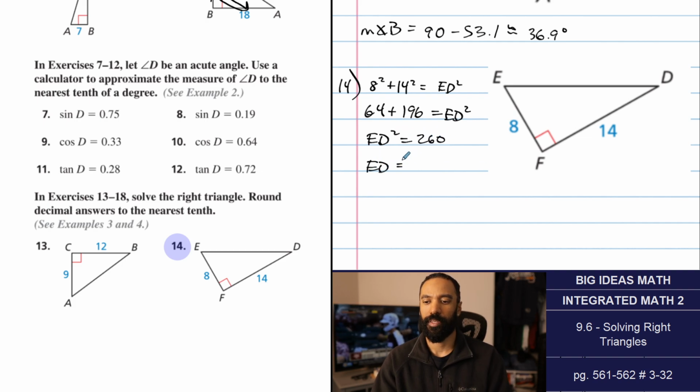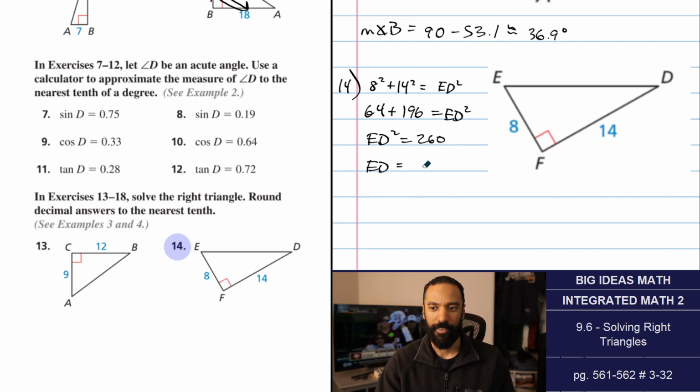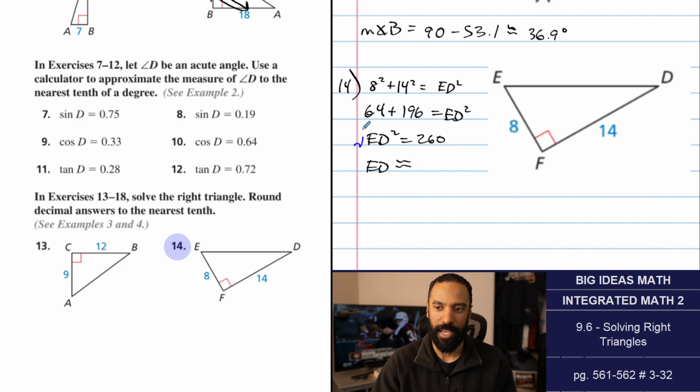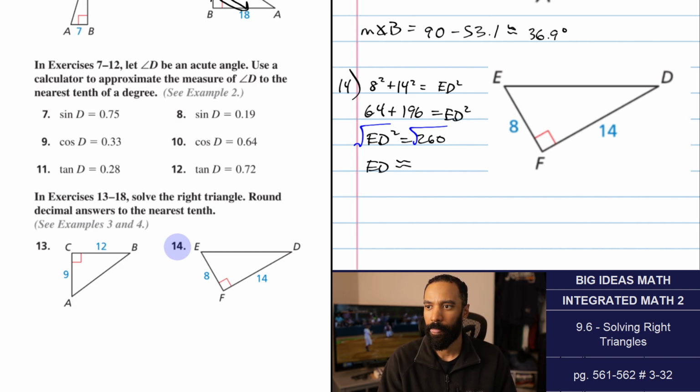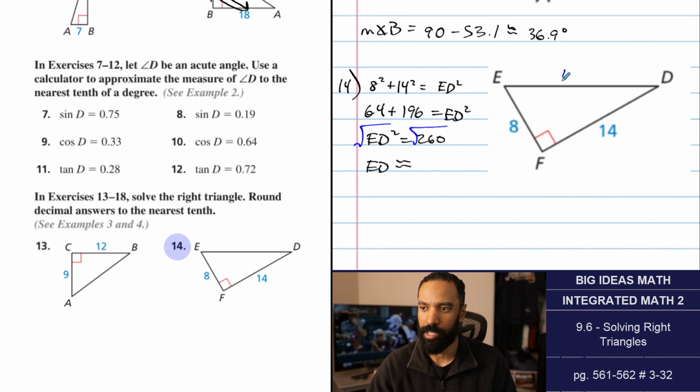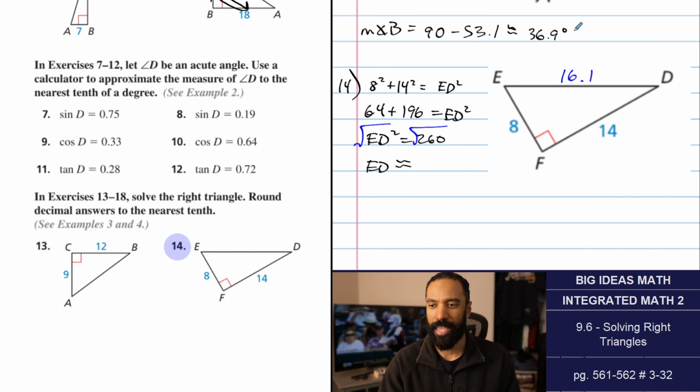So instead of simplifying radicals, I think they're having us round. Yeah, round decimal answers to the nearest tenth. Let's just take the square root of 260 and round that. I guess they're good with it. So, square root of 260 is about 16.1. This isn't degrees, it's just units. 16.1. Now remember, that is approximated.